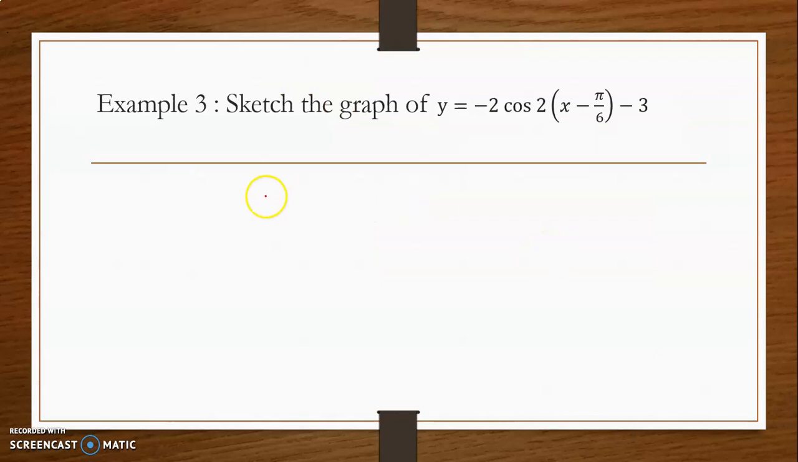In this example, we are going to sketch the graph of y is equal to negative 2 cosine 2 times the quantity of x minus pi over 6, minus 3. Do not panic, because the process is similar to the previous example. All you have to do is to properly identify the variables. We have our negative 2, this is our a. 2 is our b. Pi over 6 is our c. And our d is negative 3.